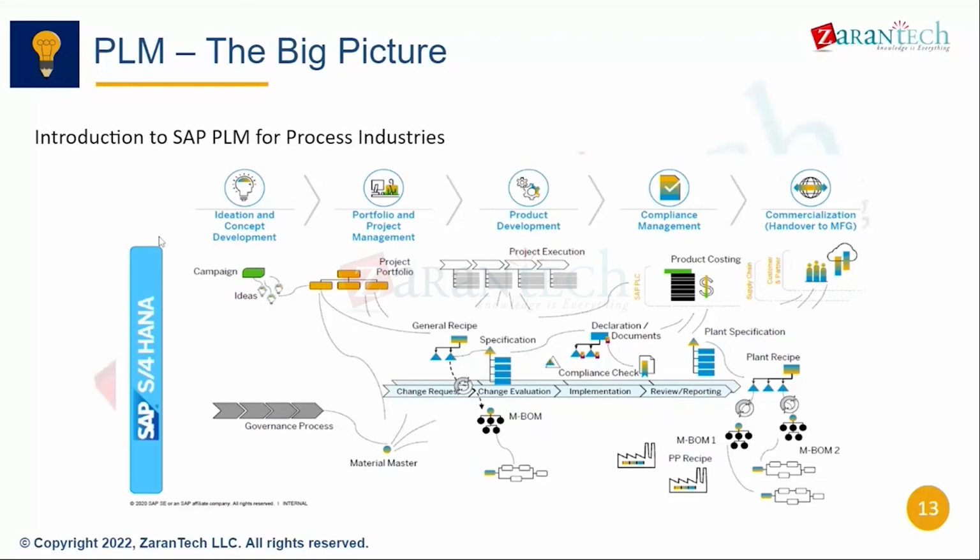And this is SAP PLM as per best practices for the process industry. So this is the whole picture, the big picture for SAP PLM for the process industry. All these things we will be covering from this stage to this stage in modules 1 to 6. Everything will be covered except project portfolio management, ideation and concept development, which are not part of our session.